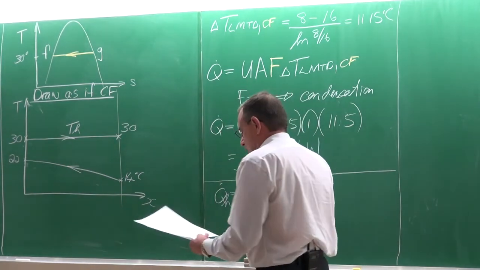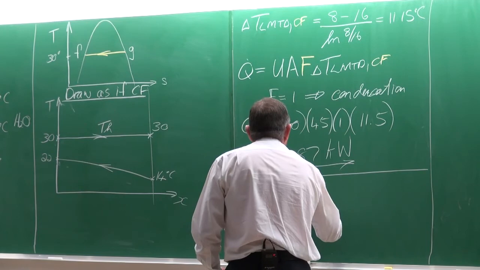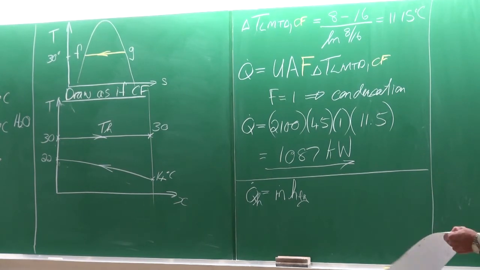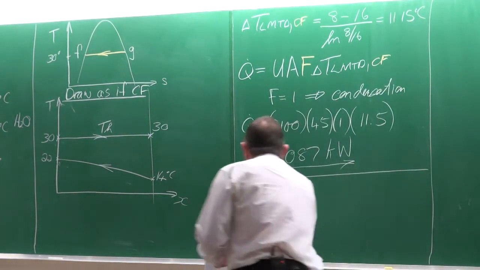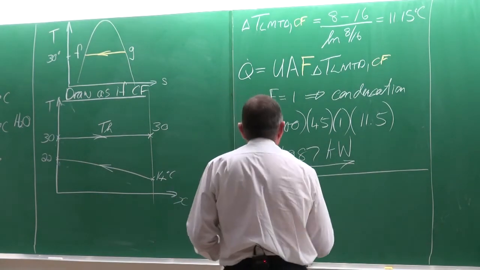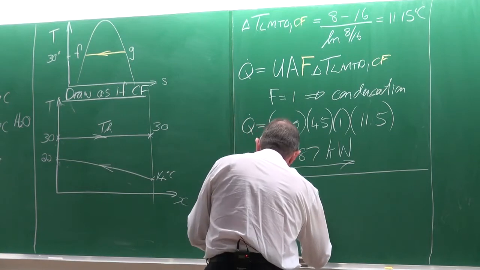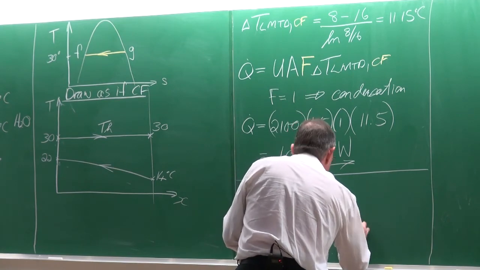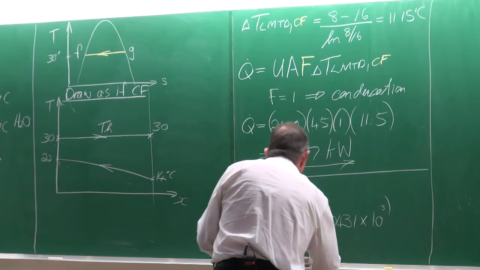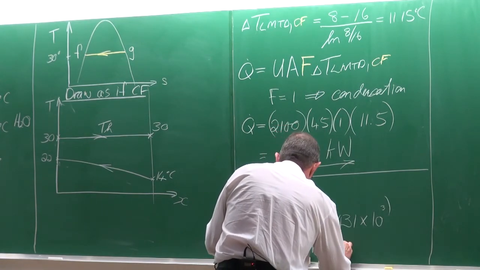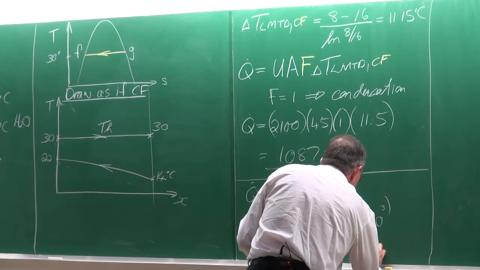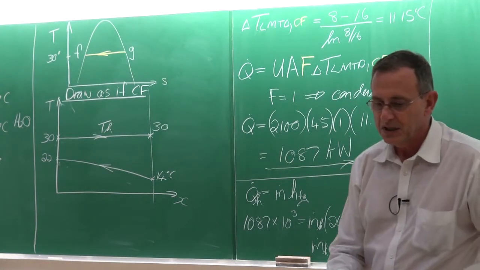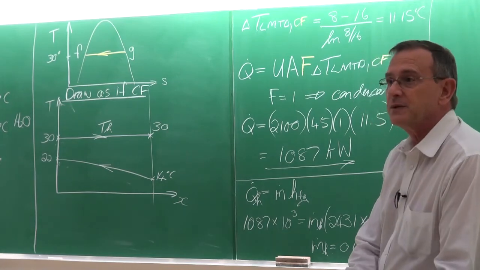Okay, so for the steam side, the heat transfer rate is equal to the mass flow rate multiplied by the change in enthalpy for the steam. The heat transfer rate is equal to 1087 multiplied by 10 to the 3. It's equal to the mass flow rate of the water multiplied by 2431 multiplied by 10 to the 3. And it gives the mass flow rate of the steam as equal to 0.45 kilograms per second.